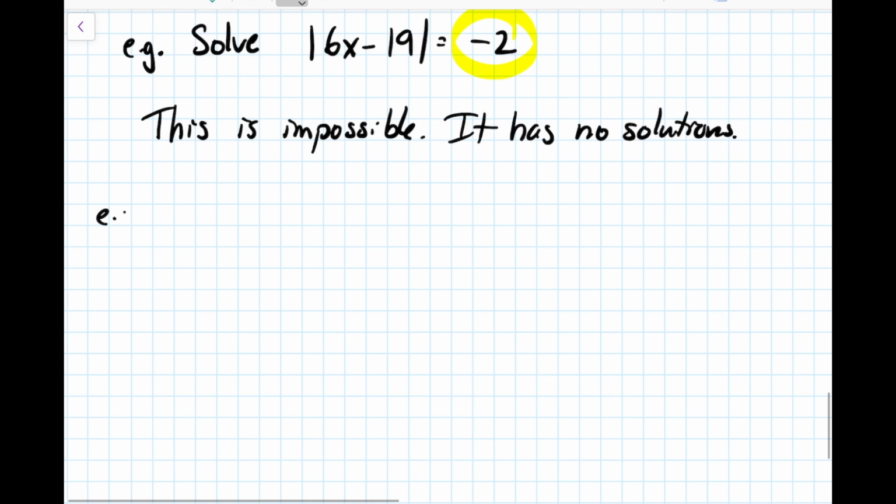Let's try another one. So we've got -2x minus 3 inside of an absolute value equals x minus 4. This one's for you to give a shot to on your own. So pause the video, work through it, make sure you check your answers as need be, and then come back afterwards and see how things went.